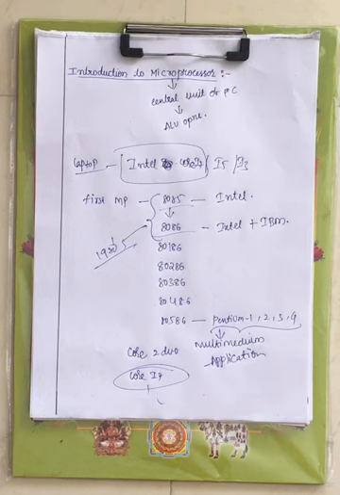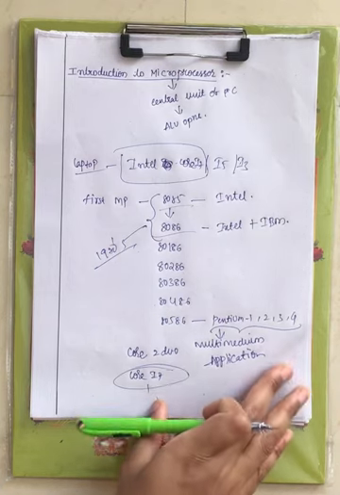Now after the 586, the Core 2 Duo processor came into the market. After that Core i3, i5, i7. The existing processor in the market is Core i7, right? Which is present in your laptop. Now this is about the introduction.